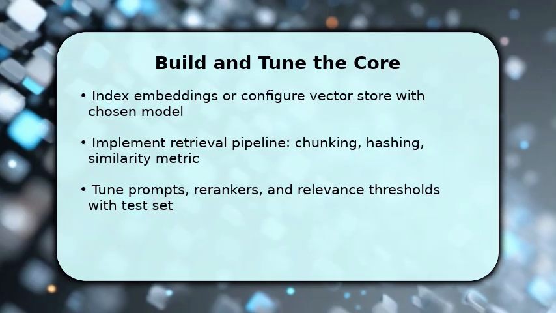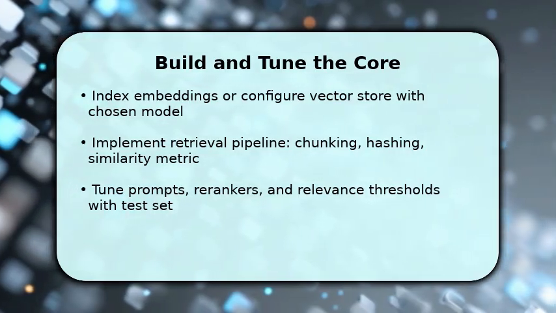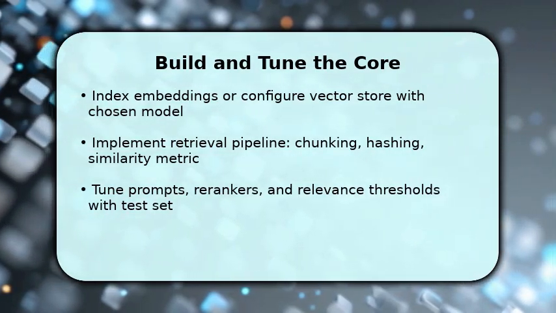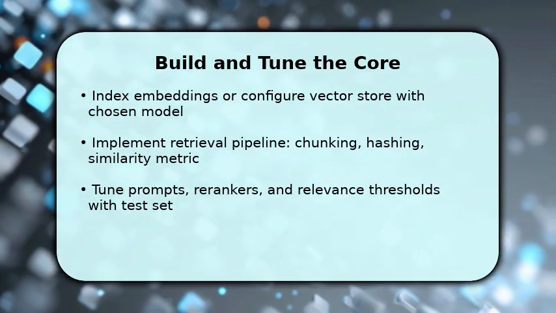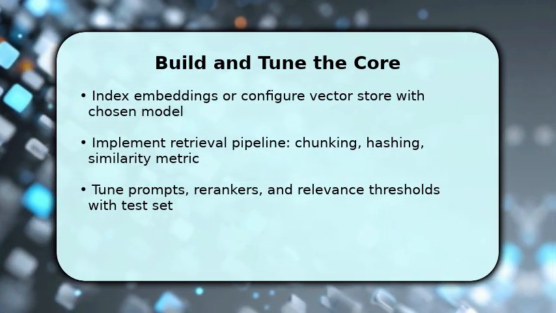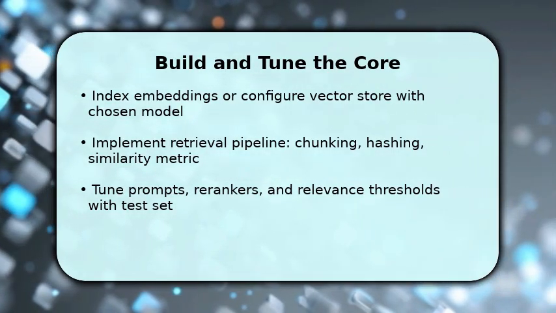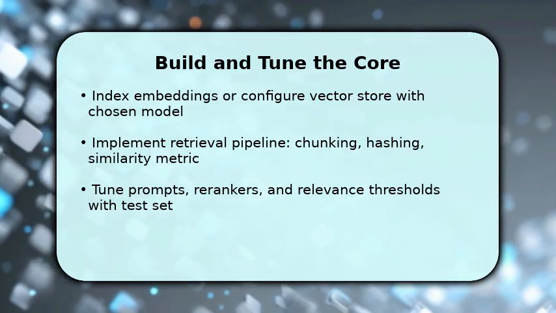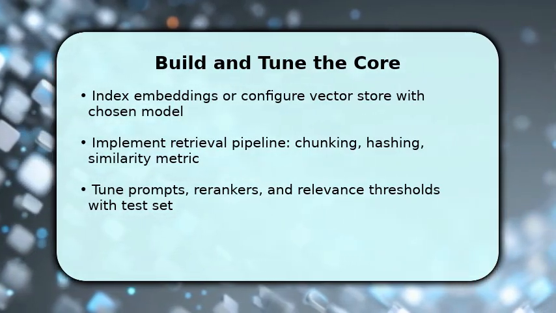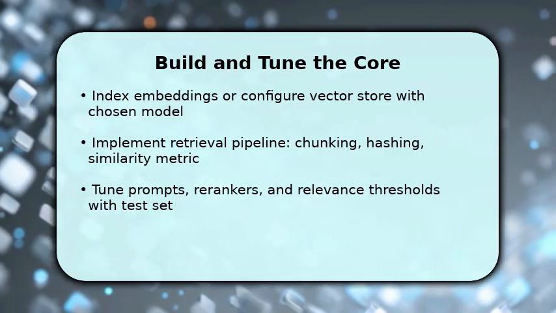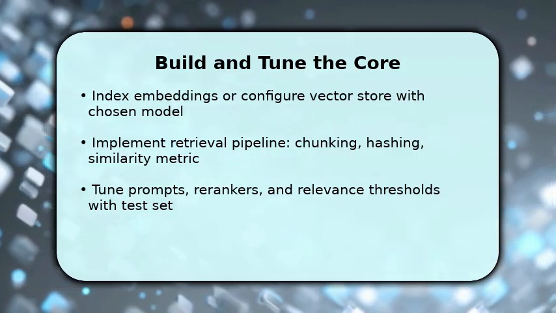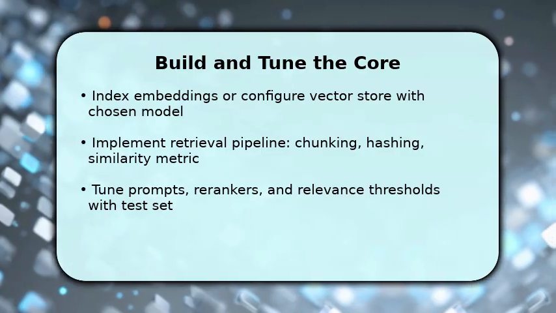Now you construct the retrieval and ranking pipeline. First, chunk documents sensibly and compute embeddings into your vector store, choosing an appropriate similarity metric. Once done, wire up retrieval that supplies context to your answer generator and add a re-ranker to improve precision. You should iterate prompts and set scoring thresholds using your test queries, balancing recall and precision.